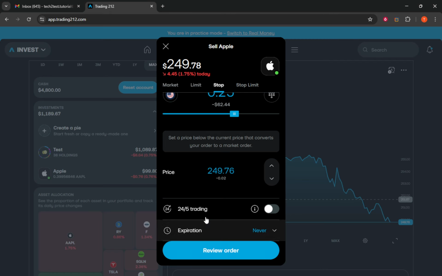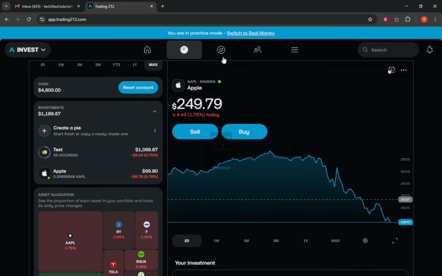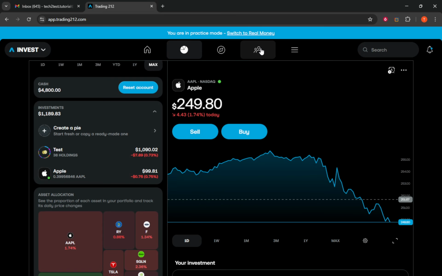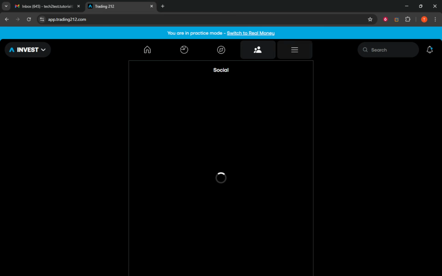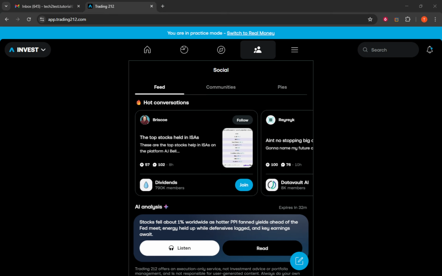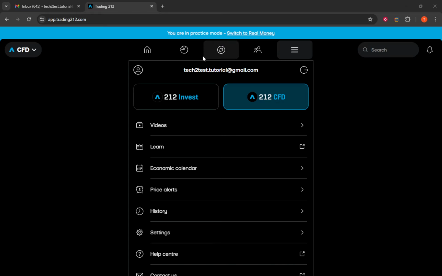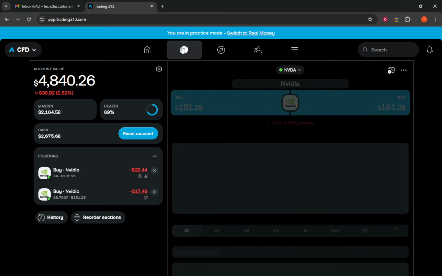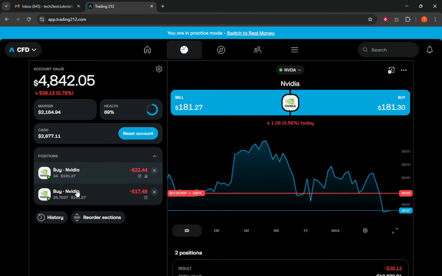If you're trading CFDs, the process is different. Go to Portfolio and open your open positions, find the trade you want to exit, then click Close Position or the X icon. Confirm to close it, and your position will be sold instantly. You're not selling owned shares here, you're closing a contract.